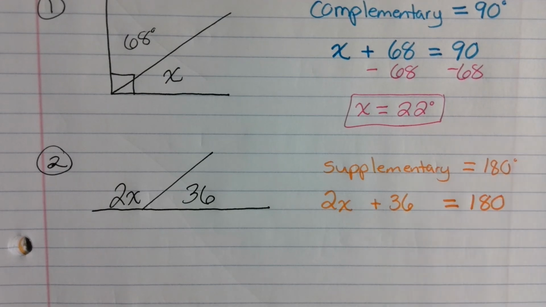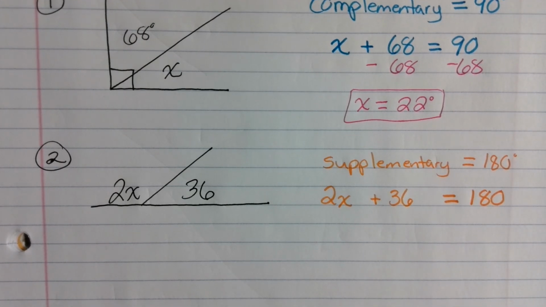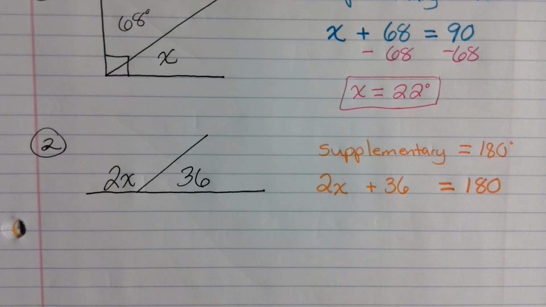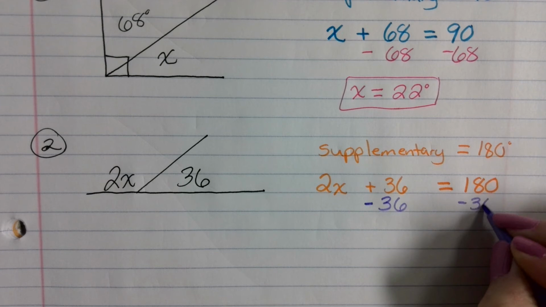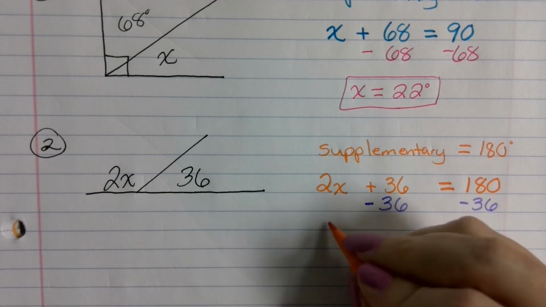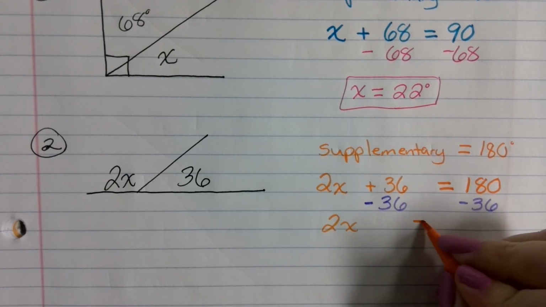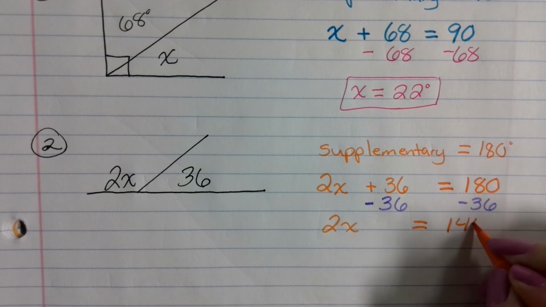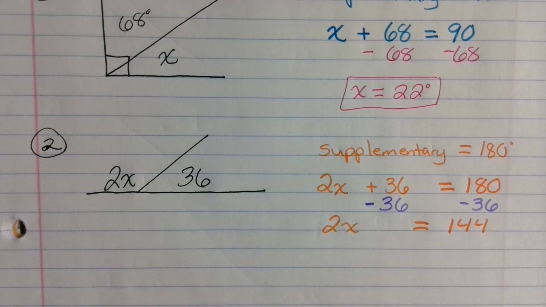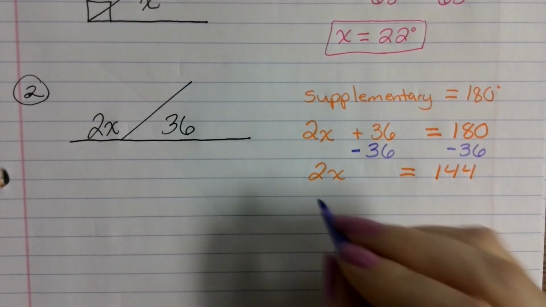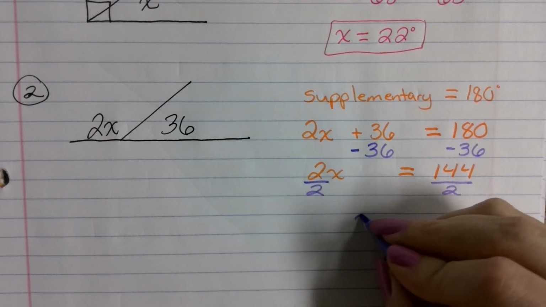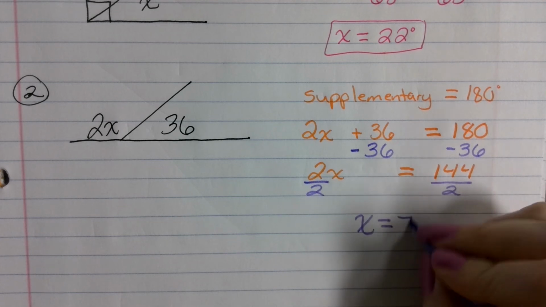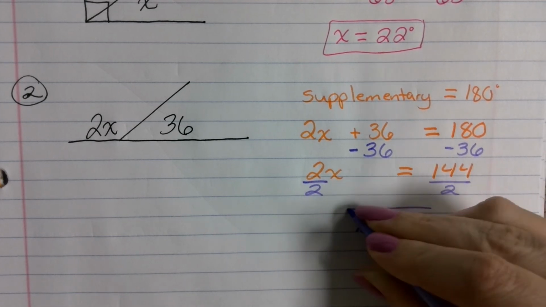Then we solve. What do we do first? Omar? Minus 36 degrees. Good. So we'll subtract 36 degrees first. That leaves us with 2x is now equal to 144. And then what's our last step? Divide by 2. And we'll get x is then equal to 72.